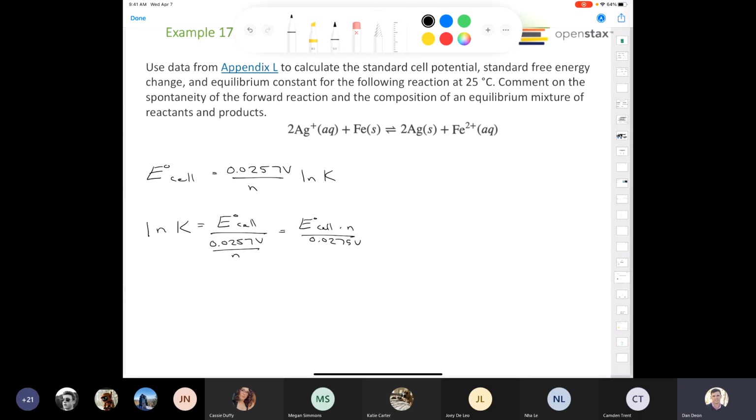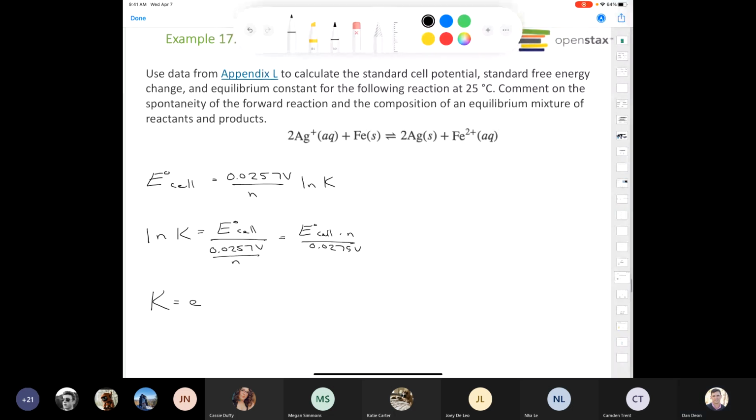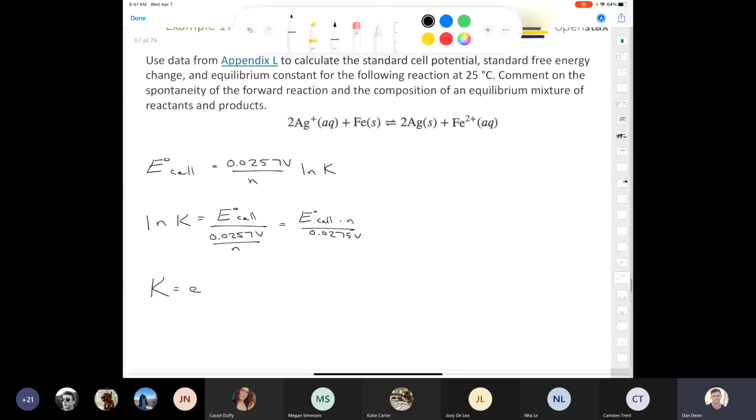So now if we want to solve for K, we can say that K is going to be equal to e to the power of E naught cell multiplied by n, and in this case n is 2, divided by 0.0275 volts. Now let's just plug in some numbers.